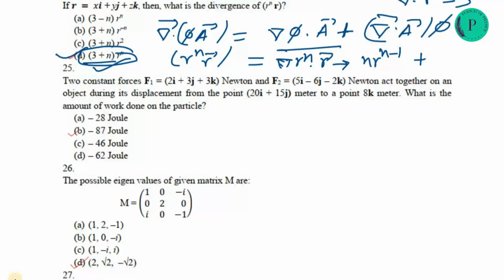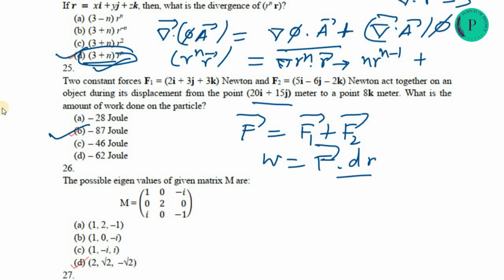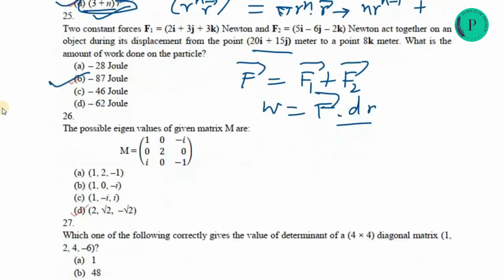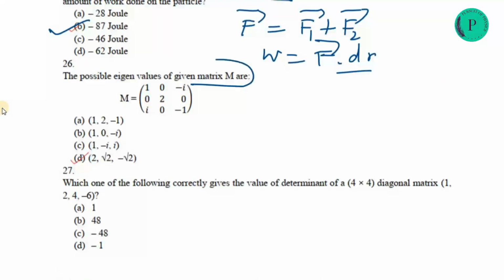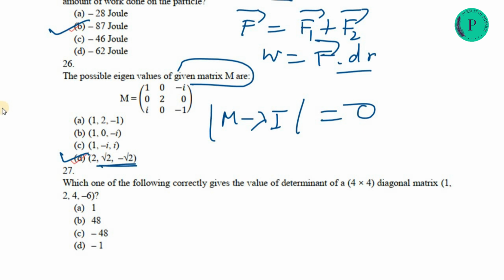Given that two forces and the displacement are given, calculate the work done. So work done equal to, F equal to F1 plus F2, and work done equal to F dot dr. If you do that, you get 87. Next, the eigenvalue of the matrix. So eigenvalue, A minus lambda, if you find it, you get 2, root 2 and minus 2. So option D is the correct one.